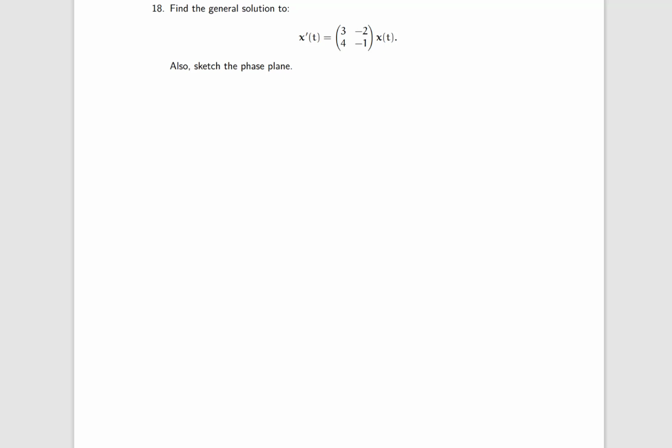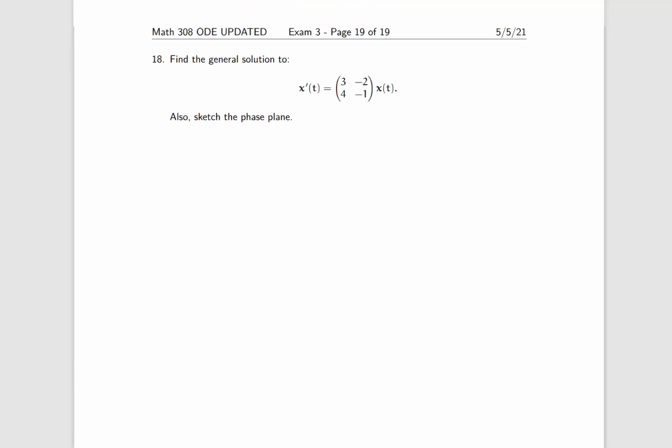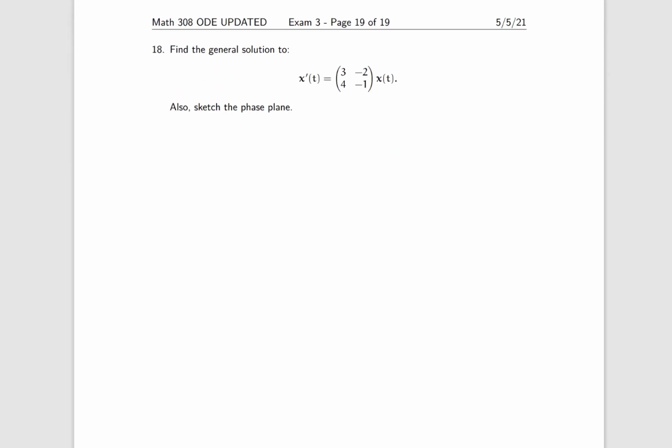All right, so we've got a two-part problem. We want to find the general solution to this differential equation and then sketch the phase plane. Okay, so we'll do the phase plane on the, oh, I didn't give myself enough room, so this might be fun. Might have to do this in 2 videos, we'll see.